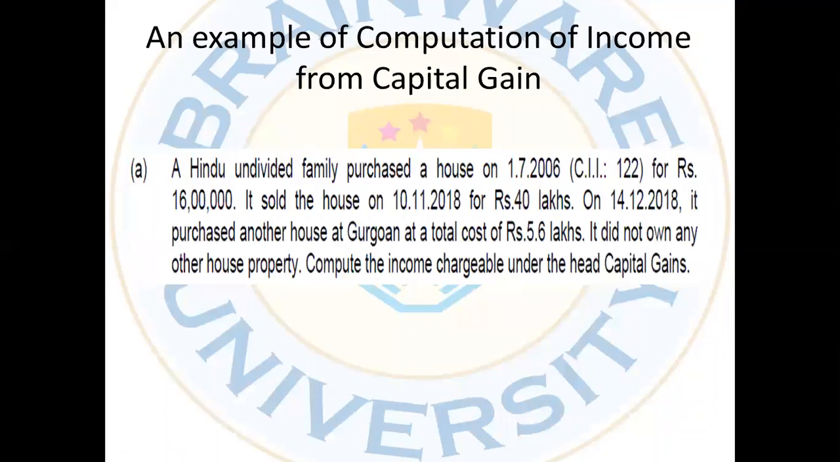This is a sum for you, a very small sum. But if you can do this sum, it will be clear for you to get the whole idea of capital gain. A Hindu undivided family purchased a house on 1/7/2006, when the cost inflation index was 122, for rupees 16 lakh. It sold the house on 10/11/2018 for 40 lakhs. On 14th December 2018, it purchased another house at Gurgaon at a total cost of rupees 5.6 lakhs. It did not own any other house property. Compute the income chargeable under the head capital gains. So now we will solve the sum.